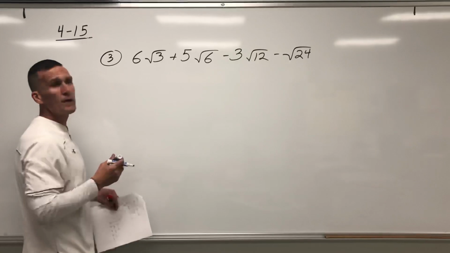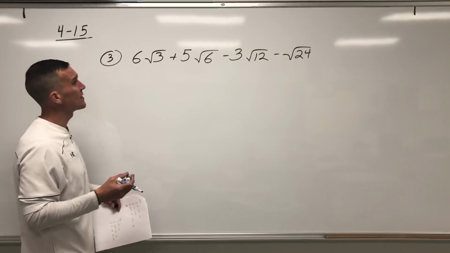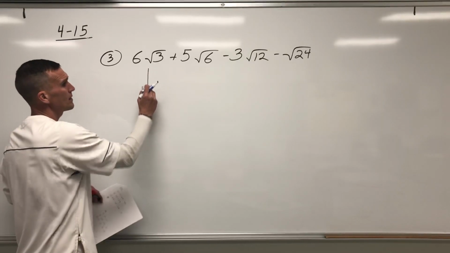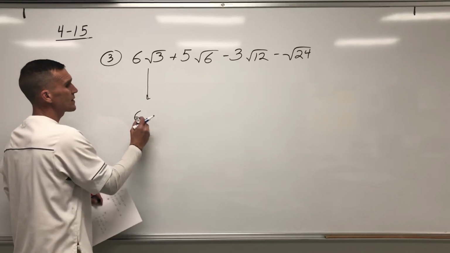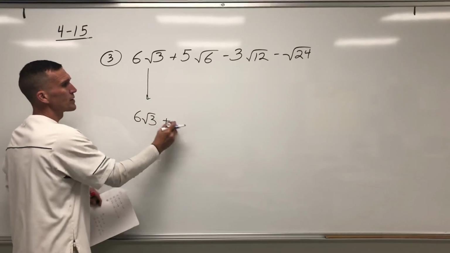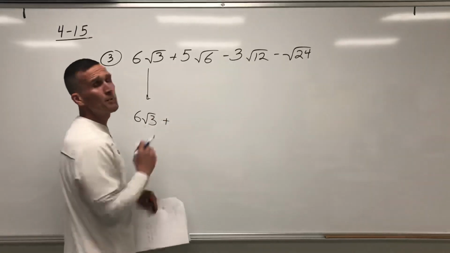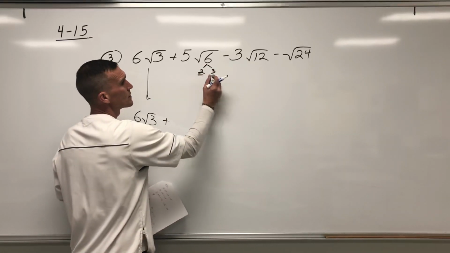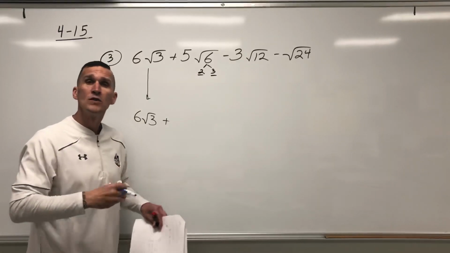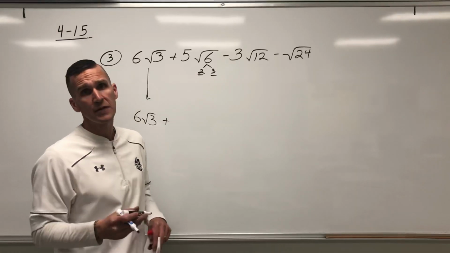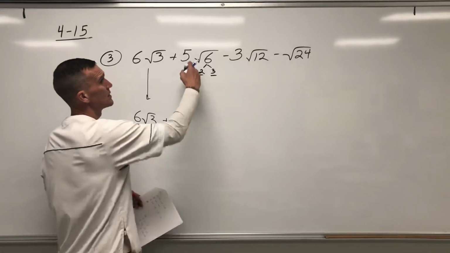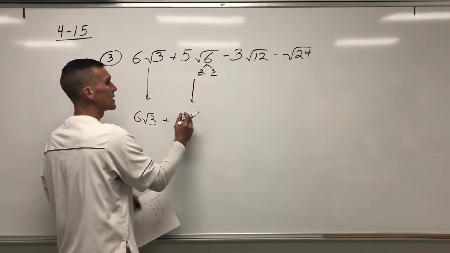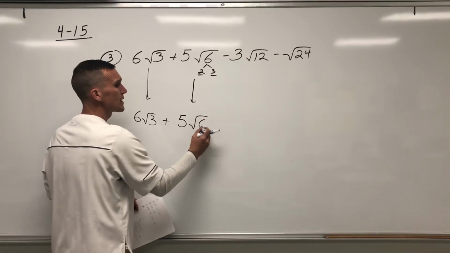So 3 is a prime number, so rad 3 is going to stay the same. So this one right here stays 6 rad 3. There's a plus sign. Well, 6 is a composite number, but when we break it down to prime numbers, there's no pair. So the 2 and the 3 both stay trapped. 2 times 3 is 6. So this radical stays exactly the same.